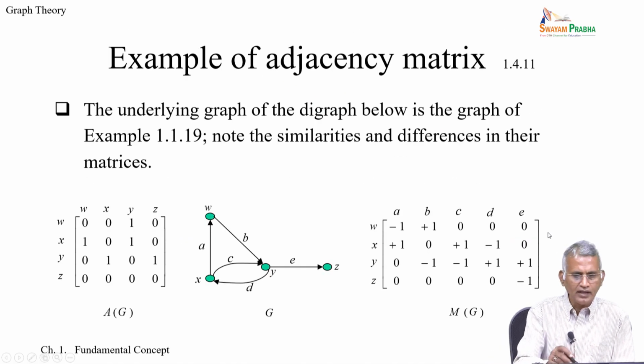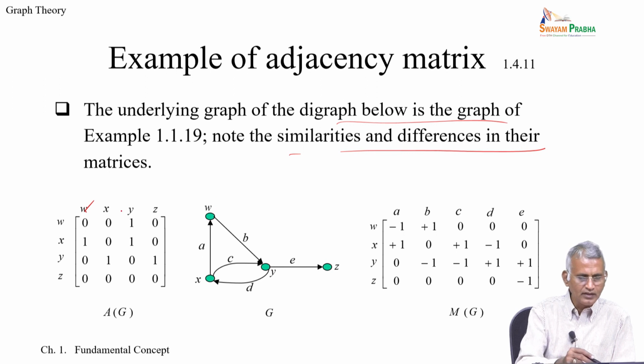So, this is the underlying graph. Below is the digraph of the example. Note the similarities and differences in their matrices. So, W to W there is no loop, 0. W to X no connection, whereas X to W is the only connection, therefore 0. And then W to Y is a connection, right, this is W to Y, therefore 1. And W to Z there is no connection, therefore 0.